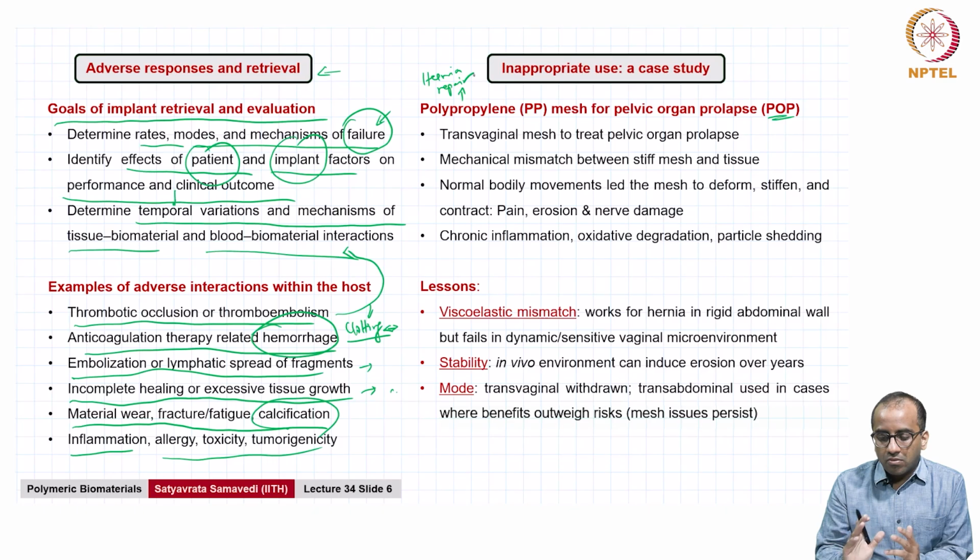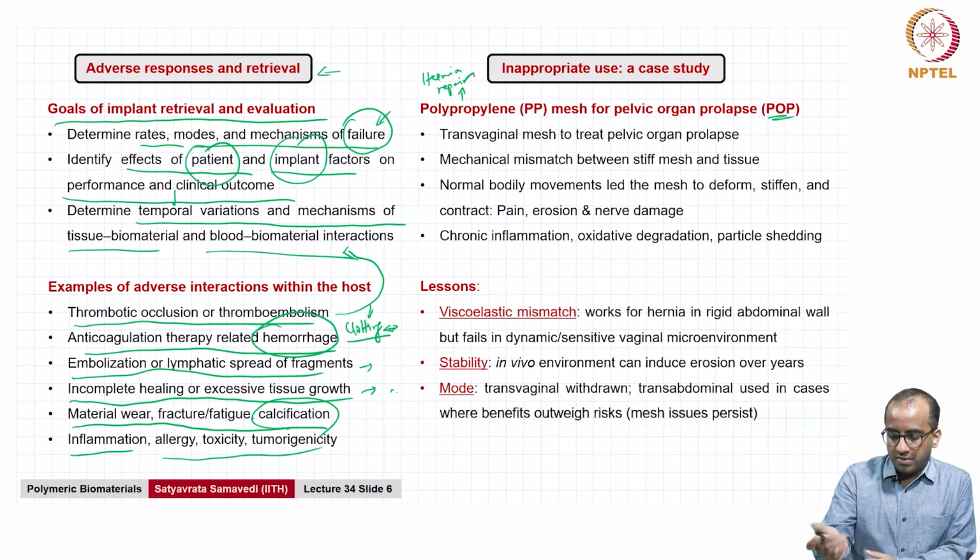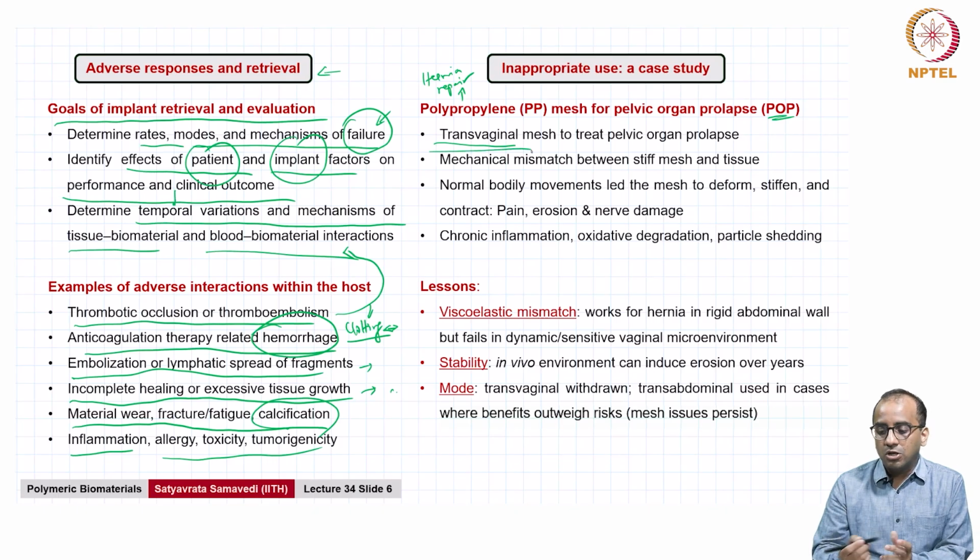And what was done in this case was, pelvic organ prolapse is essentially a condition where organs in the pelvic region start to descend, and typically a mesh is used, essentially a transvaginal mesh, to treat POP. But what happened here is, because polypropylene was used, there is a significant mismatch between the mechanical properties of the stiff polypropylene mesh and the sensitive tissue under consideration here.